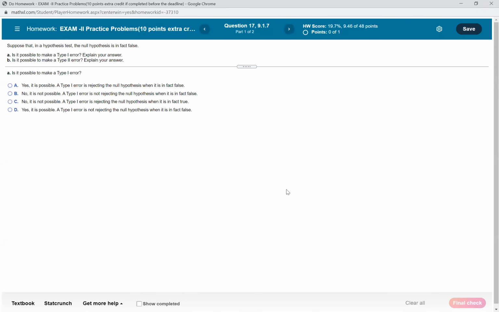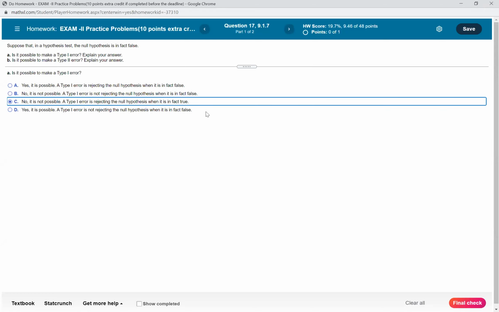Okay, so suppose that in a hypothesis test, the null hypothesis is in fact false. When null is false, there is a chance that we can make a type 2 error, but we cannot make any type 1 error in this case. So it is not possible because type 1 error is rejecting null when null is true.